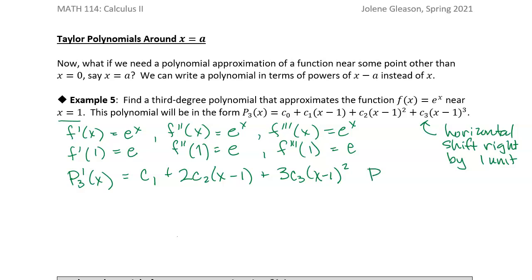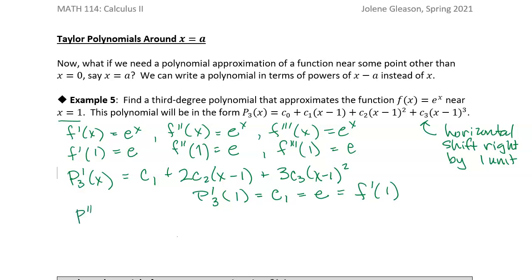Let me write it down here. P3 prime at 1: again we have the same phenomenon where these higher order terms become 0, and all we're left with is c1. We know that has to be equal to e, because that's the first derivative at 1 of the function we're modeling, which is e to the x. So let's keep doing that. That's the first derivative.